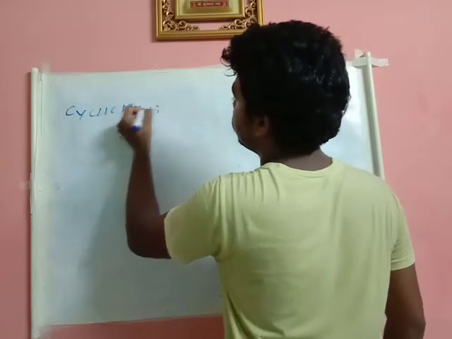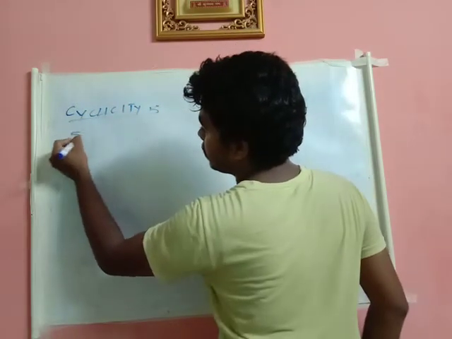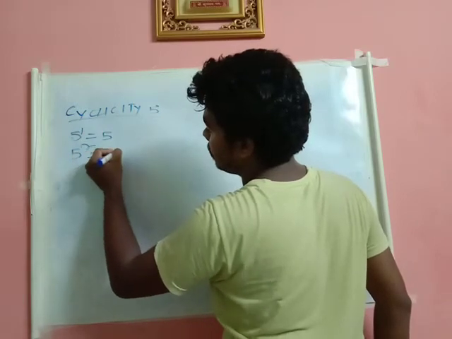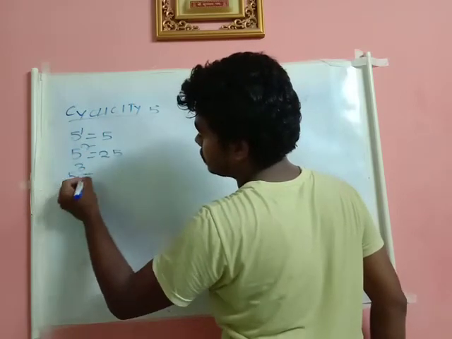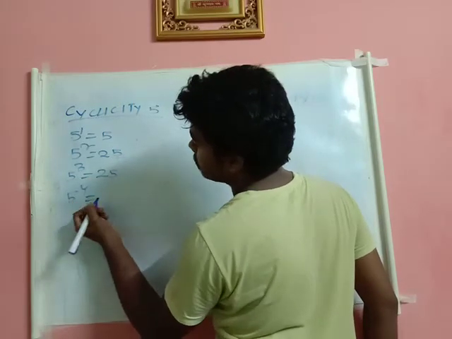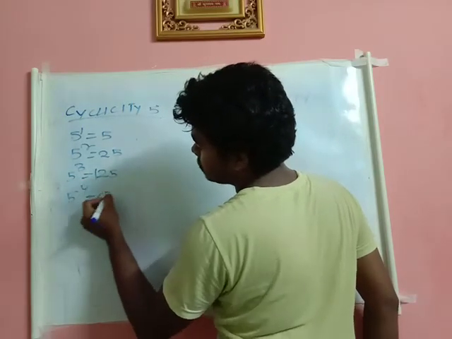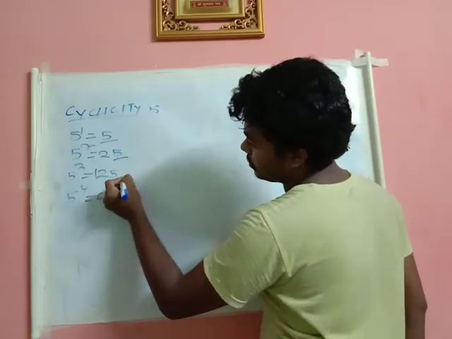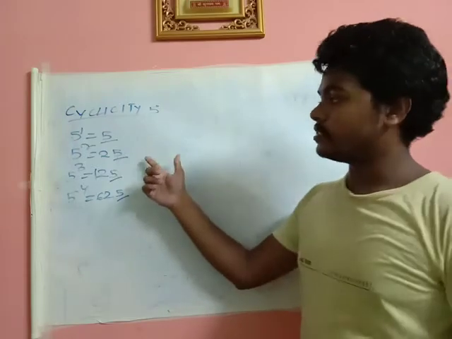Now coming to the cyclicity of 5. What is 5 power 1? 5 power 1 is 5. What is 5 square? 25. What is 5 power 3? 125. What is 5 power 4? 625. You see, the unit digit is always 5.